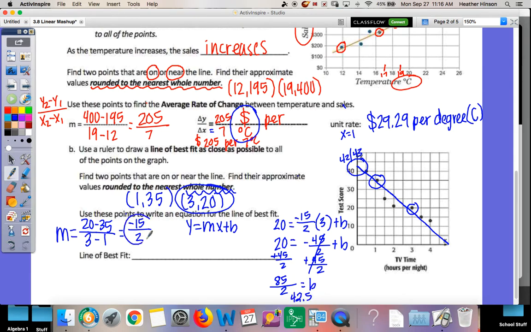So we've got our slope, we've got our y-intercept. So we got y equals, and again, this is just a line of best fit. This is not perfect slope or y-intercept. It's just the best we can find. So y equals negative 15 over 2 x plus 85 over 2.